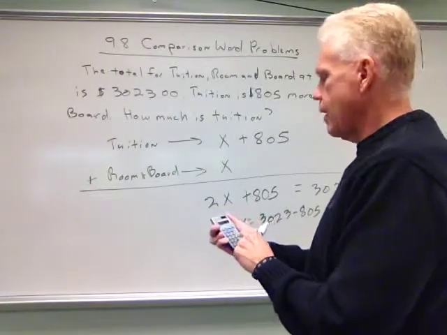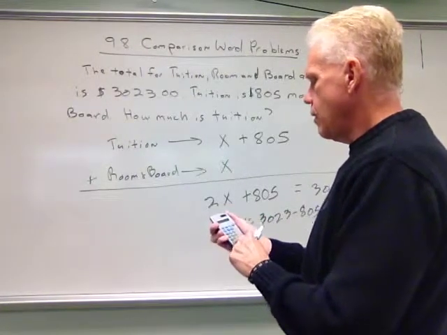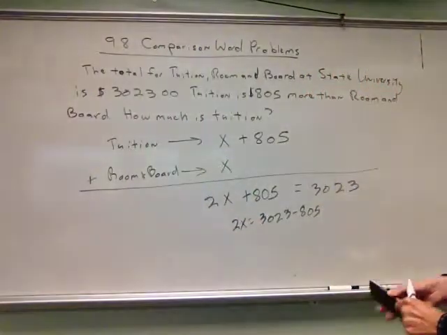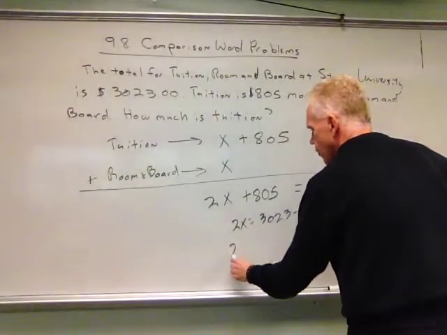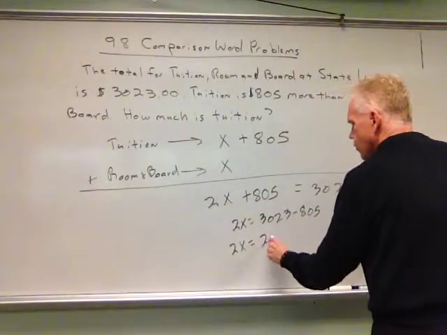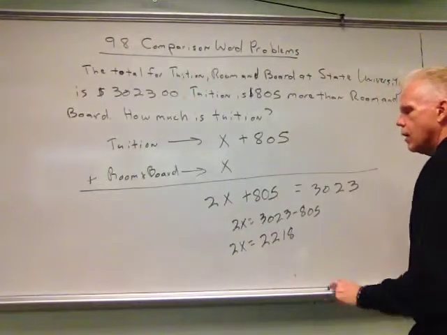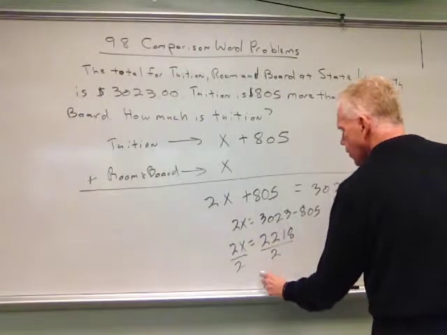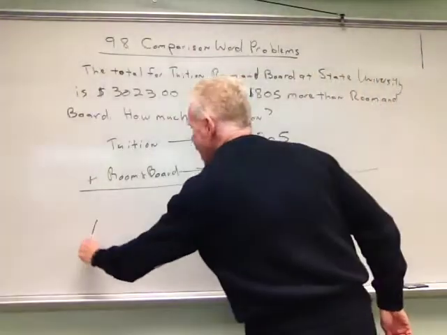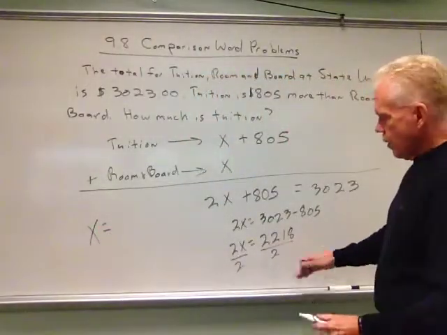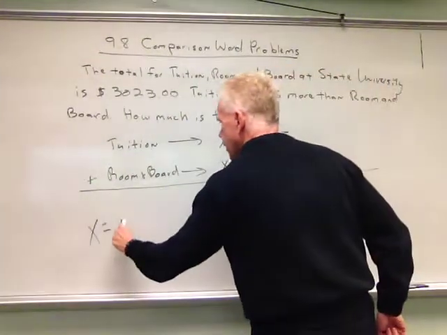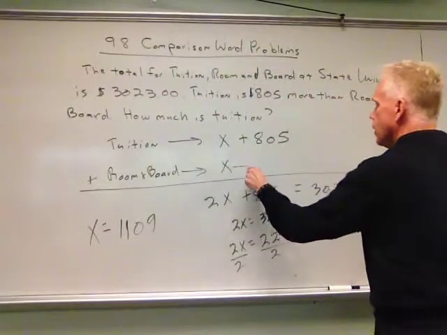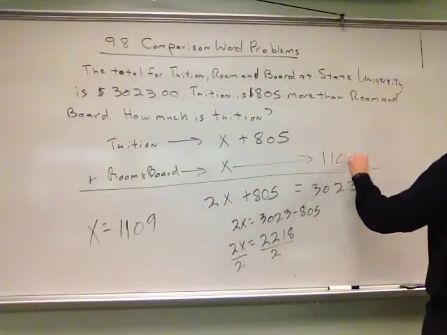3023 minus 805 equals 2218. So I'm getting 2x equals 2218. All right, so now what I want to do is simply divide by 2 here, divide by 2 here, and I'm going to get x equals, I'm going to say that's 1109. So my room and board is 1109.